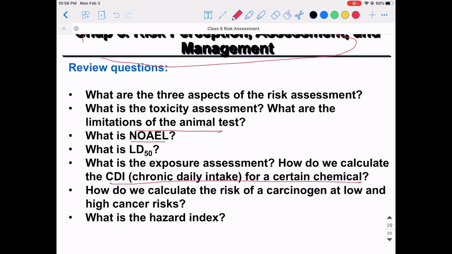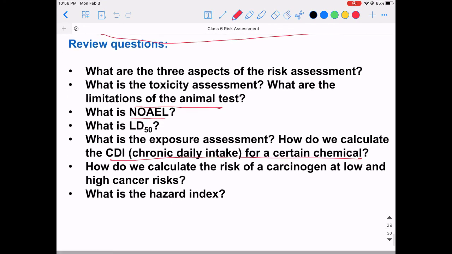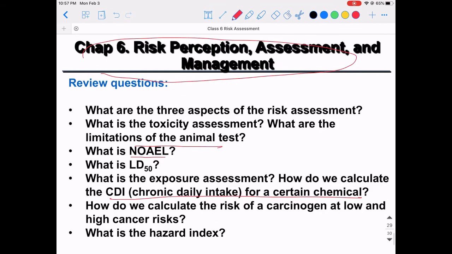What is exposure assessment? And how do we calculate the CDI for a certain chemical? Also, how do we calculate the risk of carcinogen at low and high cancer risks? We're going to use different equations: one is to directly take the product of the CDI with the slope. The other is to take the residue of the exponential term there, right? And also what is the hazard index? So that's all for the contents of this class.